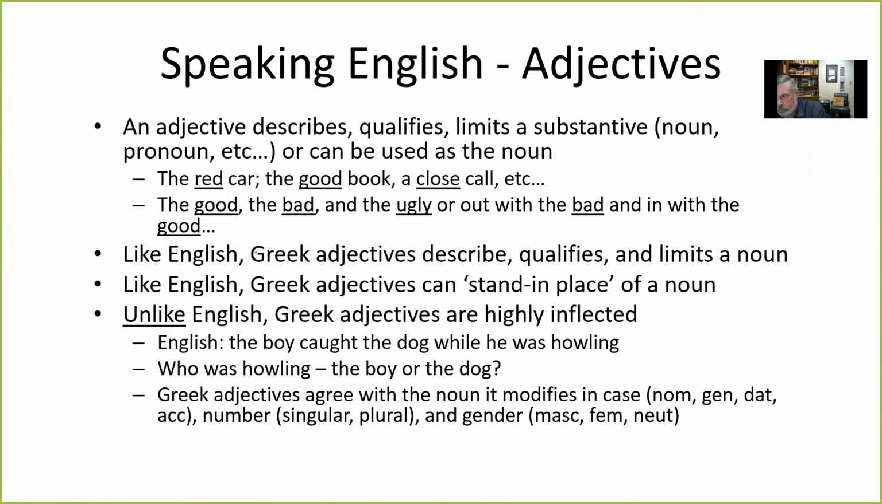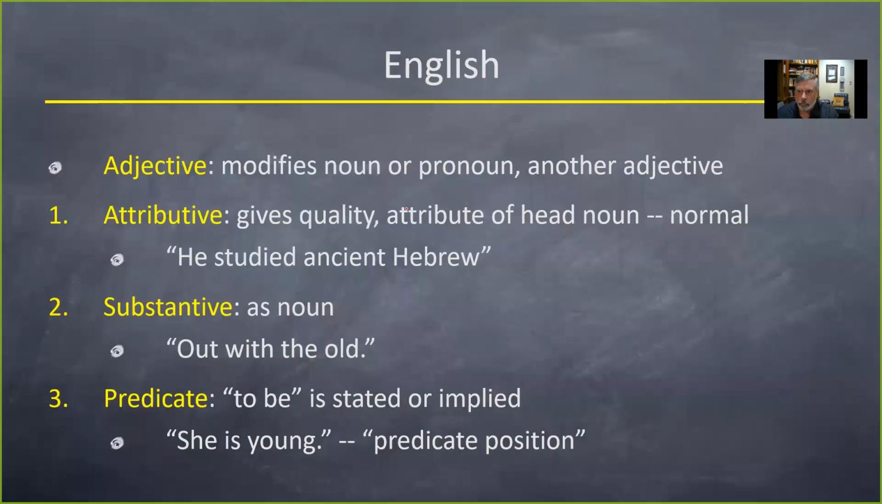If the noun is genitive, the adjective modifying will be genitive. If the noun it's modifying is singular, then the adjective will be singular. If the noun it's modifying is masculine, then the adjective will be masculine. And so that is how you can tell. Generally speaking, they're next to each other, but not always. They can be separated. So that's how you can tell which word it's modifying. And so we'll see that as we move forward.